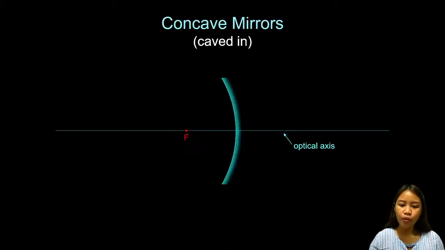Okay. Now, moving on, let us have here the concave mirror. So, concave mirror meaning naka-cave in. Okay. So, by the way, in a concave mirror, always remember that the light rays in this mirror are converged, meaning they come together or they meet with each other. Okay? So, gatipon na sila yung mga light rays.